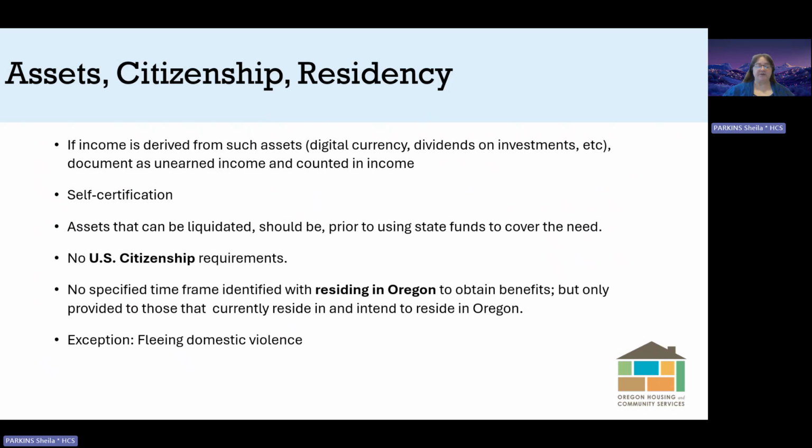EHAP General Fund, DERF, ERA, and SHAP all do not have any U.S. citizenship requirements.